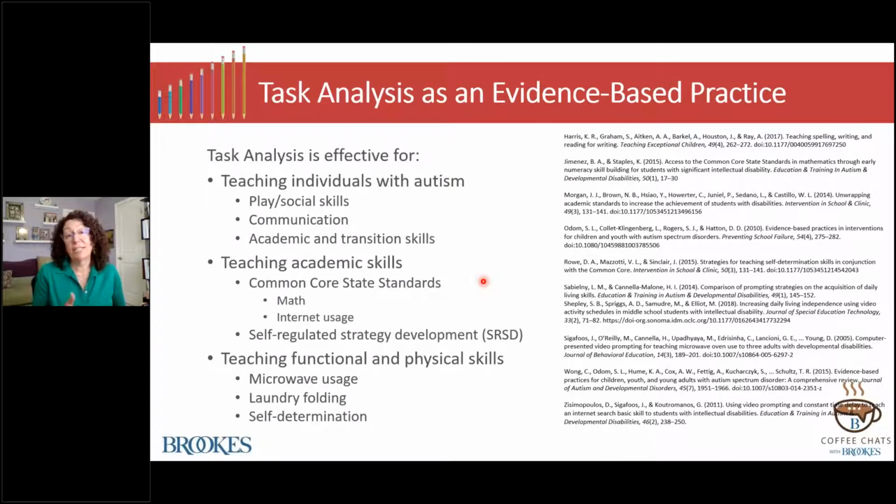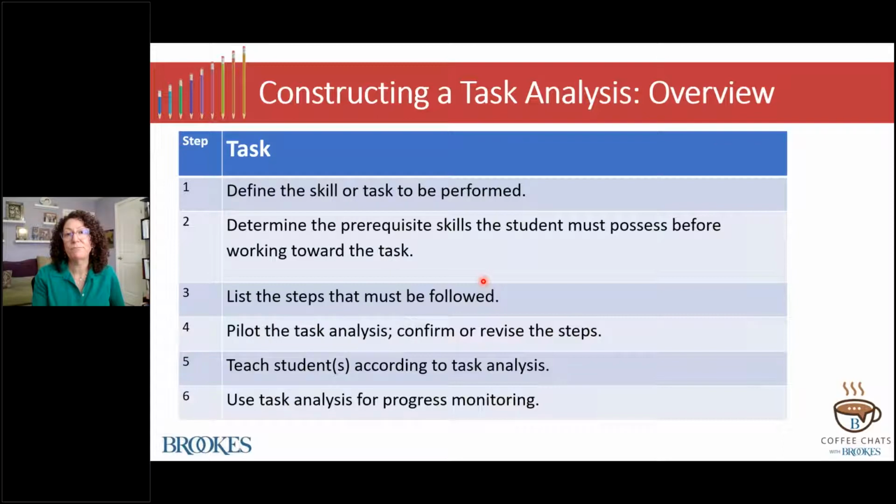So given that we know task analysis is an evidence-based practice and it can be an effective way to teach children with disabilities, this particular slide is giving you, it's basically a task analysis of task analysis. So these are 6 steps that we can use to develop a task analysis to use in our own classrooms and to become just more powerful teachers.